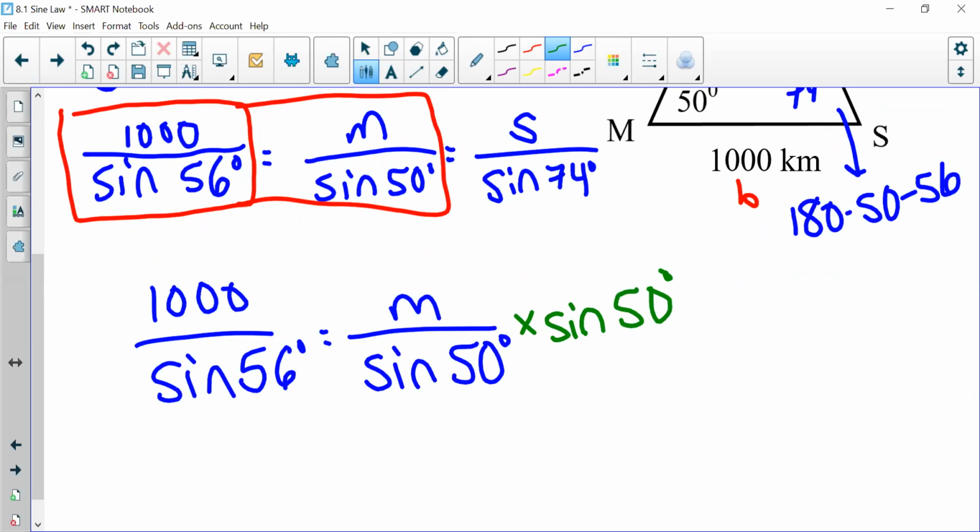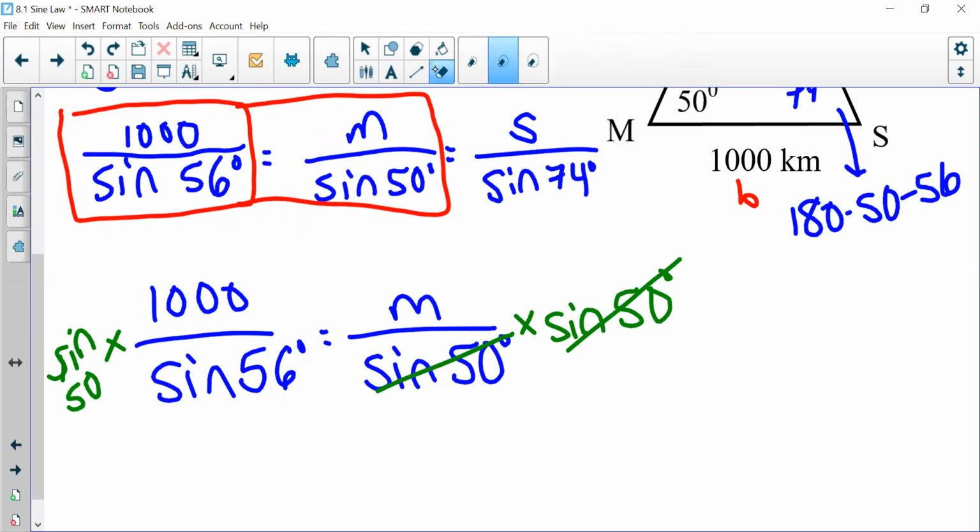What you do to one side, you have to do to the other. Wait, why would you multiply if it's kind of like the division line? Because the opposite of division is multiplication, and I'm trying to isolate my variable. Oh, okay. So guys, literally on your calculator, you're going to do sine 50 times 1,000 divided by sine 56, and that's going to be M.